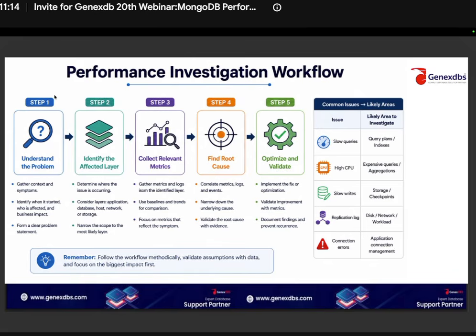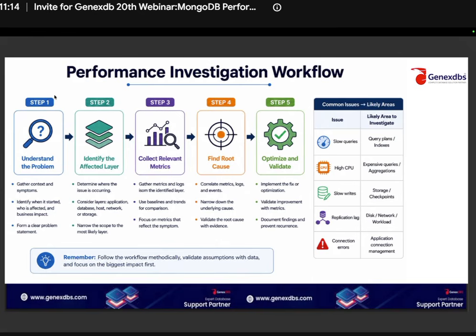In this step, we have to identify the affected database layer where the issue is occurring, because different symptoms point to different parts of MongoDB. For example, we can see different issues like slow queries, high CPU, slow writes, replication lag, and connection errors. The likely area to investigate for slow queries is query plans and indexes.